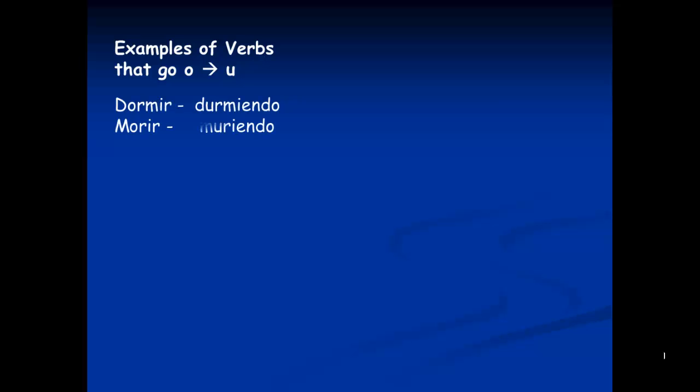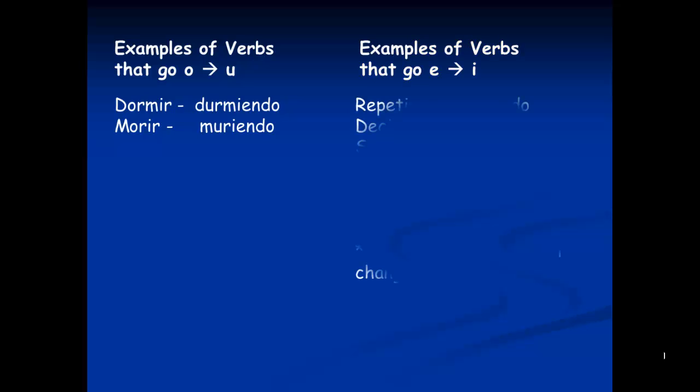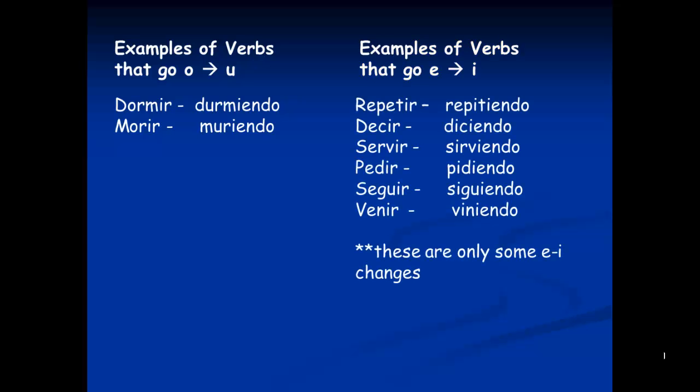So these are some examples of the two verbs that would go O to U. And these are some common examples of the ones that would go E to I. Now these are only some of them, but these are ones that you're probably going to want to know because you'll use them more often than any of the other ones.